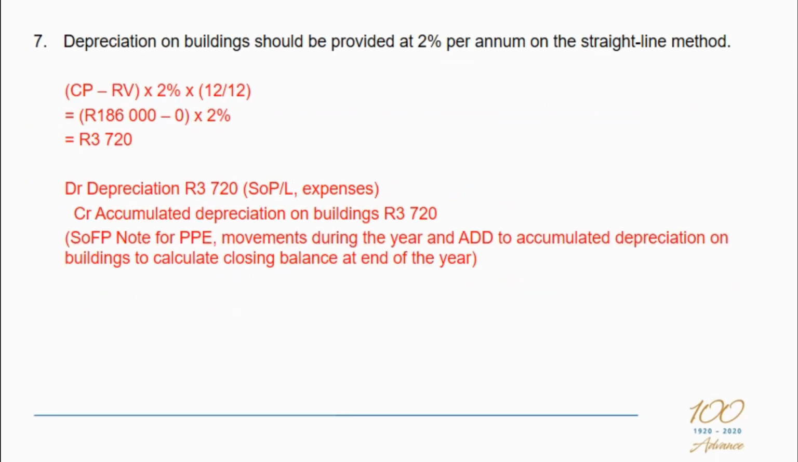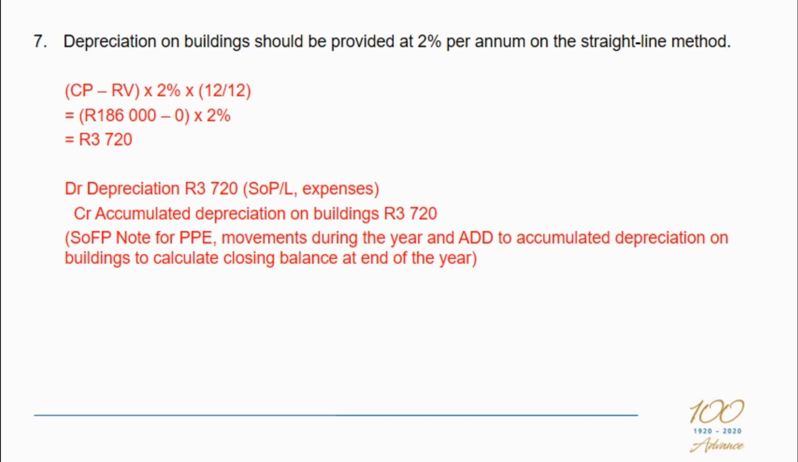Depreciation on buildings should be provided at 2% per annum on the straight line method. The straight line method's formula is usually the cost less any residual value, times the depreciation rate, times the use of the asset during the financial year. In this case, there was no residual value, so the cost of 186,000 Rand will be multiplied by the depreciation rate of 2% per annum. That gives us 3,720 Rand depreciation for the year.